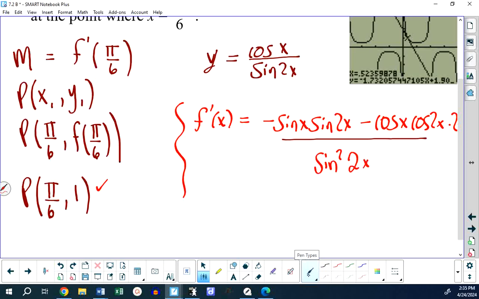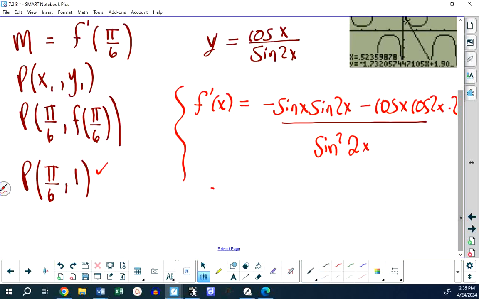Now, you could certainly argue that we don't need to simplify anything because we're just going to put in pi over 6. I'm going to simplify it a little bit by, well, all I'm going to do is this.